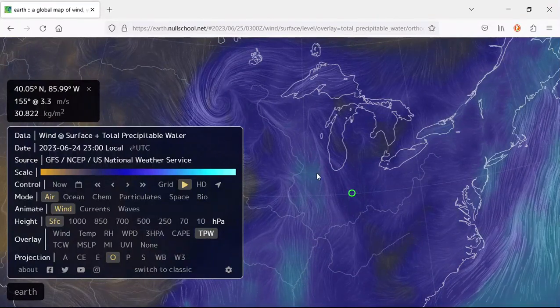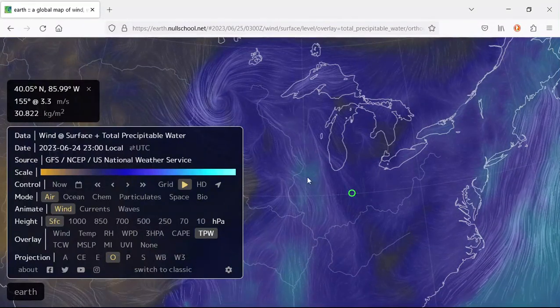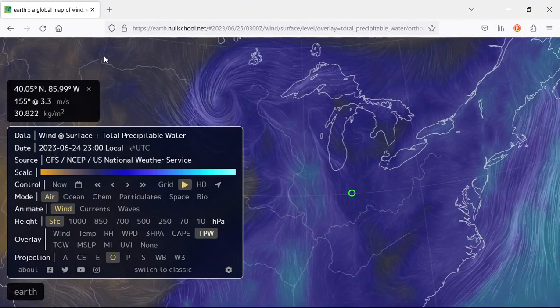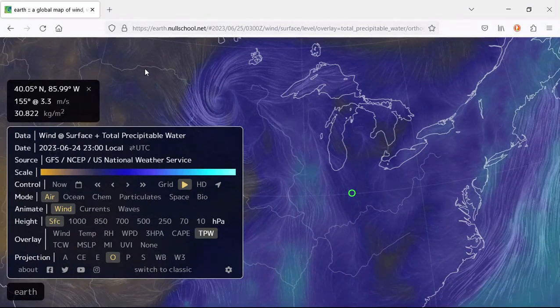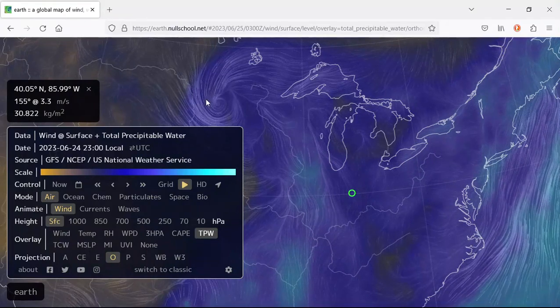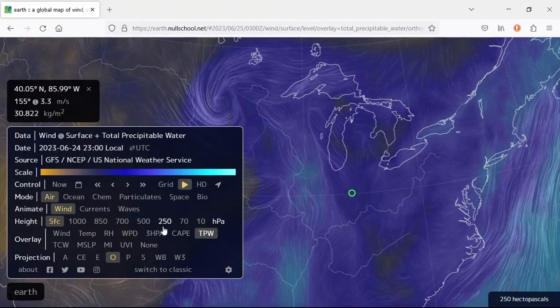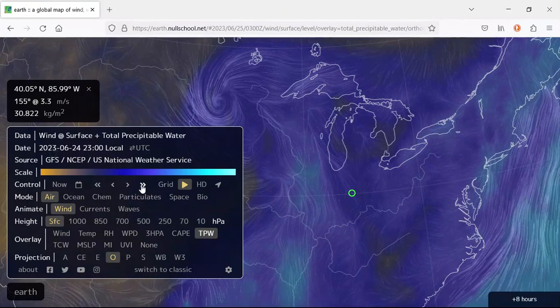And so here we're going to see blues being higher, and then the absence of precipitable water being black. So we're going to see that kind of on this other side. And so, wow, what a spiral there. We can really clearly see that. So I'm going to go ahead and put this in motion here.